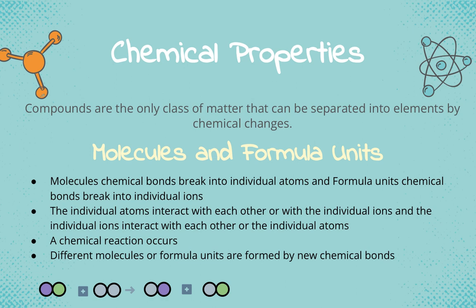So chemical properties are when compounds are broken apart or combine to create a new product. Molecular chemical bonds break into individual atoms, and formula units break into ions. Remember, ions have charges. Atoms are neutral. The individual atoms interact with each other or with the individual ions, and then the individual ions interact with each other or the individual atoms to form new bonds, and a chemical reaction occurs. So in our example here at the bottom, I have a compound and a diatomic element that create a new compound and another new compound. So I know that bonds were broken and new bonds were formed.